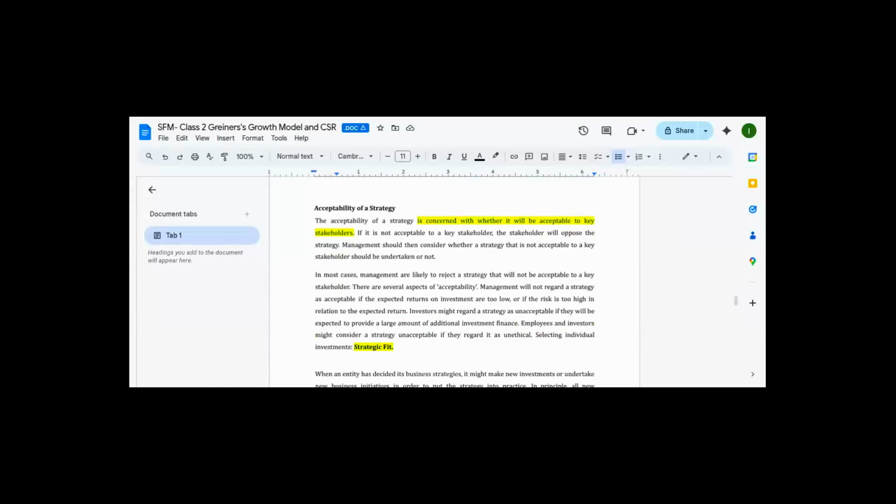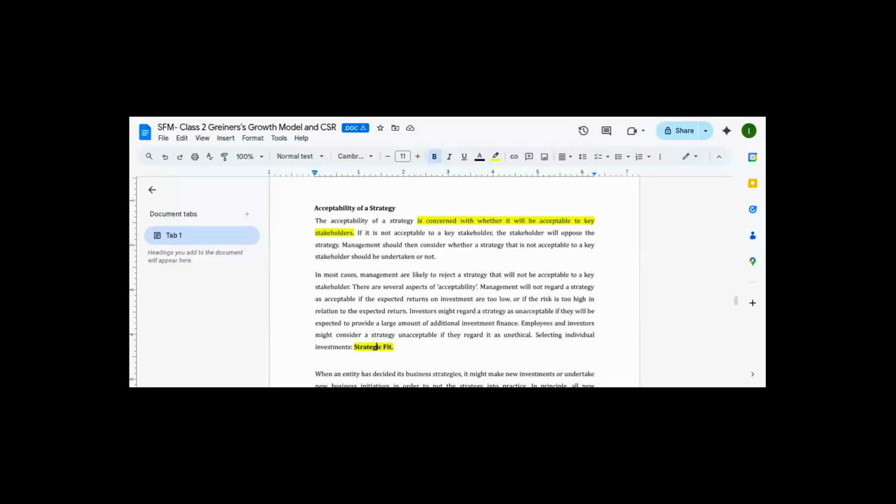under evaluation of strategy. We have discussed acceptability of strategy, but the only thing that we have to know about acceptability of strategy here, that I put here, is this: strategic fit. Strategic fit. And I told you another name for this strategic fit is strategic alignment.